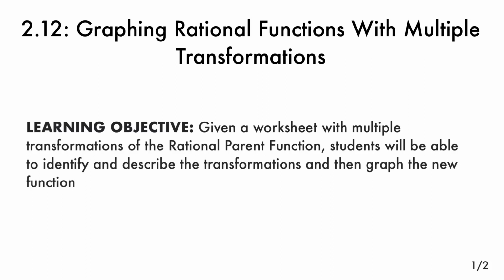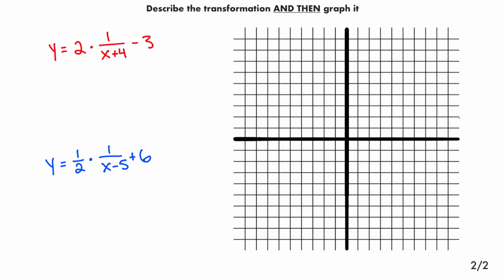In section 12 of chapter 2, which is the last section of the chapter, we're going to be graphing rational functions again, but this time we're going to be dealing with multiple transformations all at once and taking special note to accurately describe the transformations. I only have two problems with which I'm going to work.